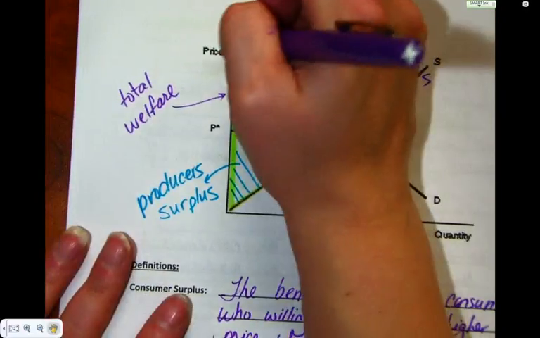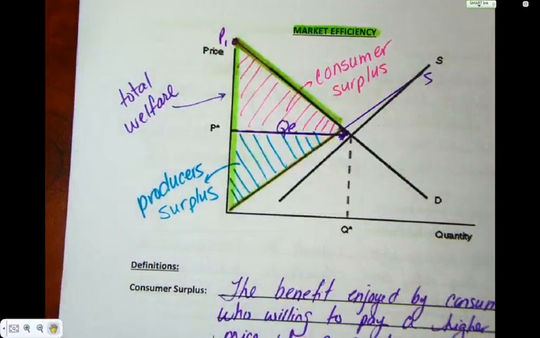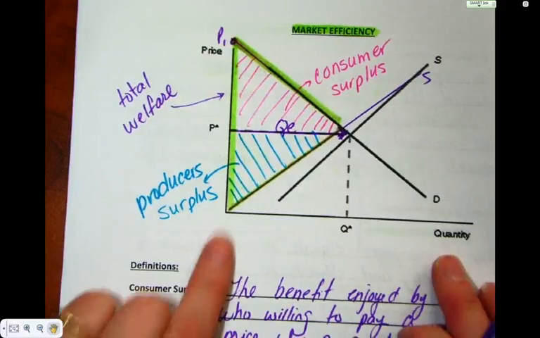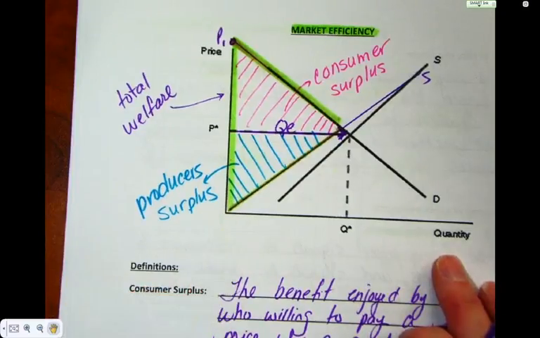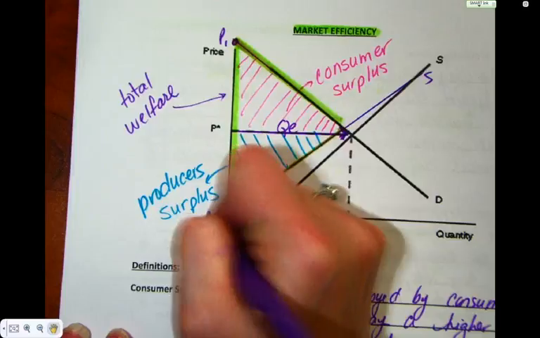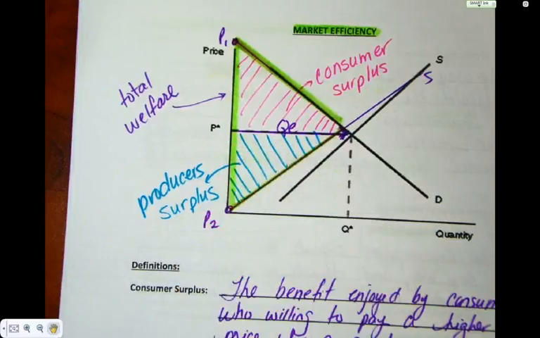Well, what you're going to have way up here is, we'll call it P1, and that's going to represent the price when the quantity demanded is 0, and then we're going to put a point down here and call it P2, and that's going to represent the price when the quantity supplied is 0.